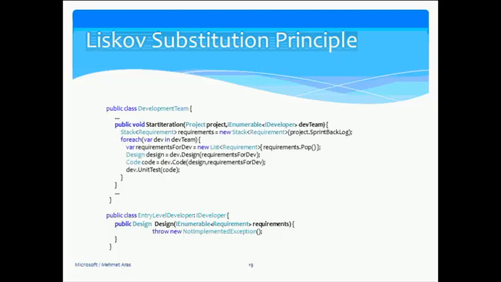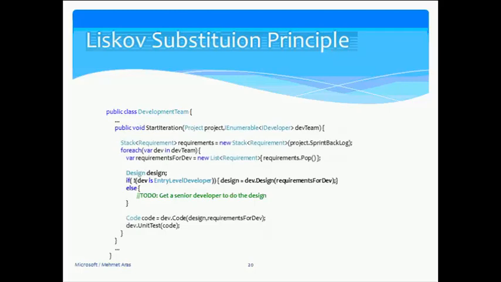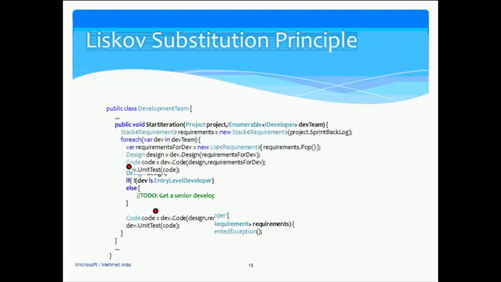As soon as I pass an entry-level developer to this method, to do the design, I'm going to get an exception at runtime, right? So basically what I'm doing is that I'm treating the different objects derived from IDeveloper differently. Now, let's see one naive way around this. And this is where we see a code smell. So let's see what the dev did here. This part is actually where the change is.